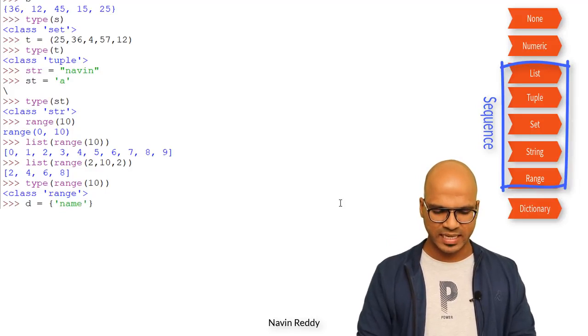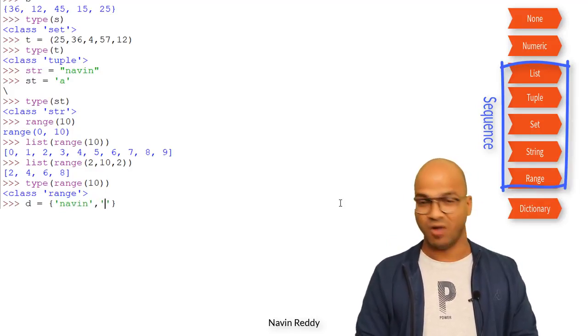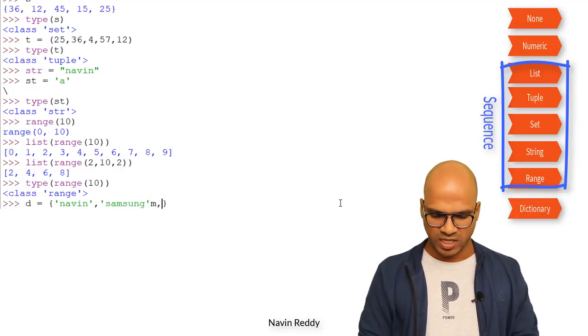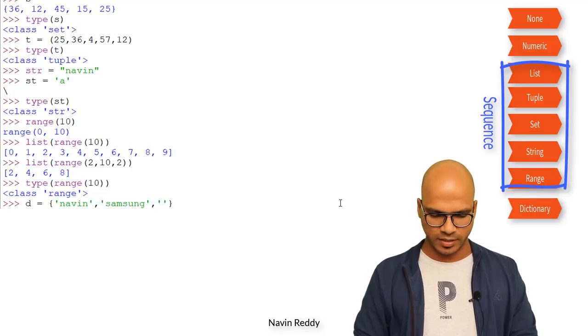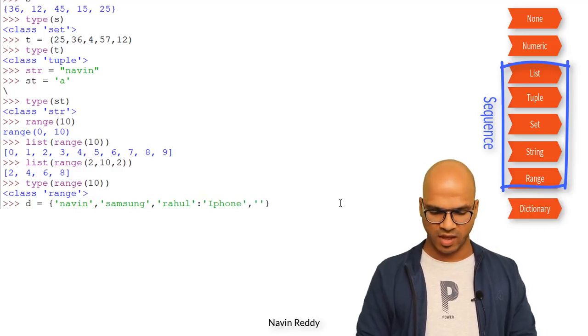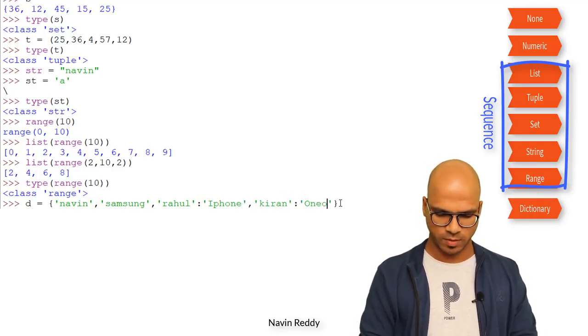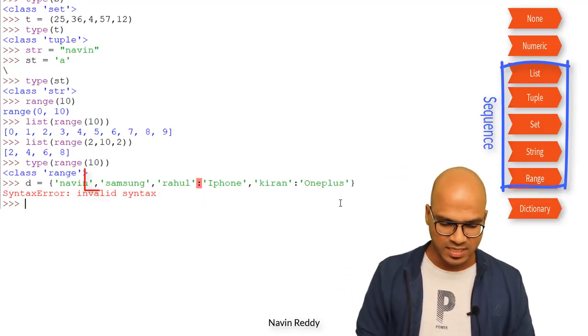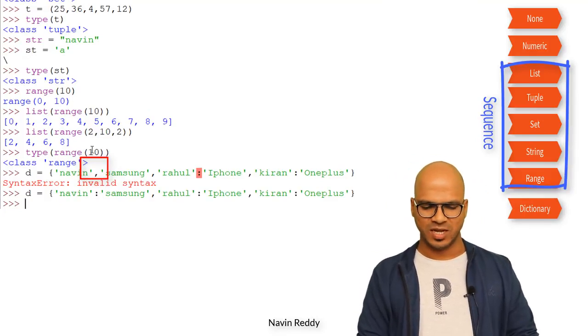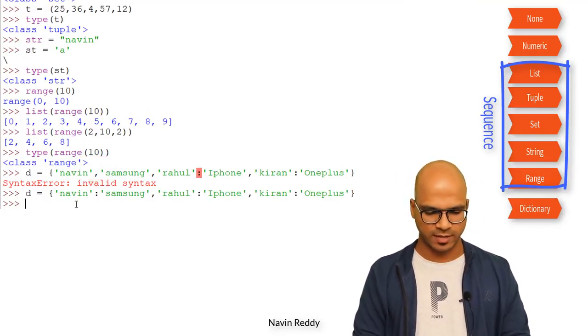So I will use a key, let's say Naveen, and then I will use a value. Let's say Naveen has a phone which is Samsung. We can give another value by giving a comma, and here I will say who has this value. Let's say Rahul is using an iPhone, and then we have one more, let's say Kiran, and Kiran is using OnePlus. Okay, I made a mistake there. I just missed a colon here, right? So that was my bad.